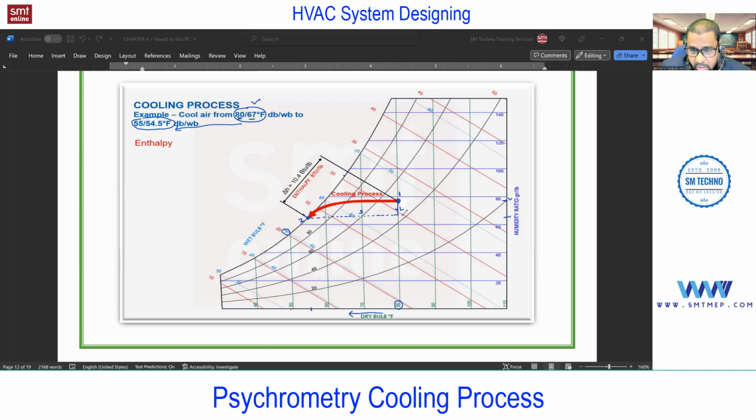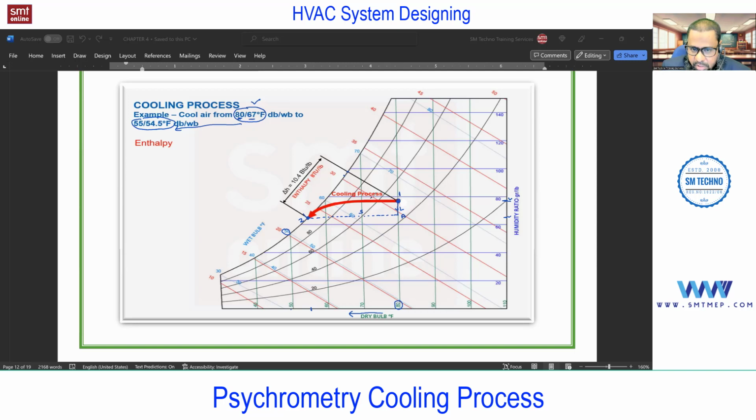Suppose 1 to A, then 2. So 1 to A is latent, A to 2 is sensible. Can I explain this point again? You see, 1 to A is latent. Why latent? Because a decrease in the moisture means condensation process. And A to 2 is what? Sensible, because it's going straight, na?